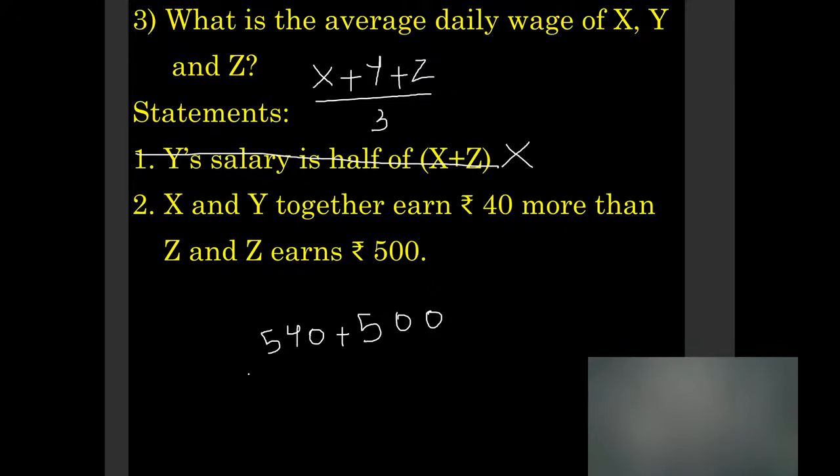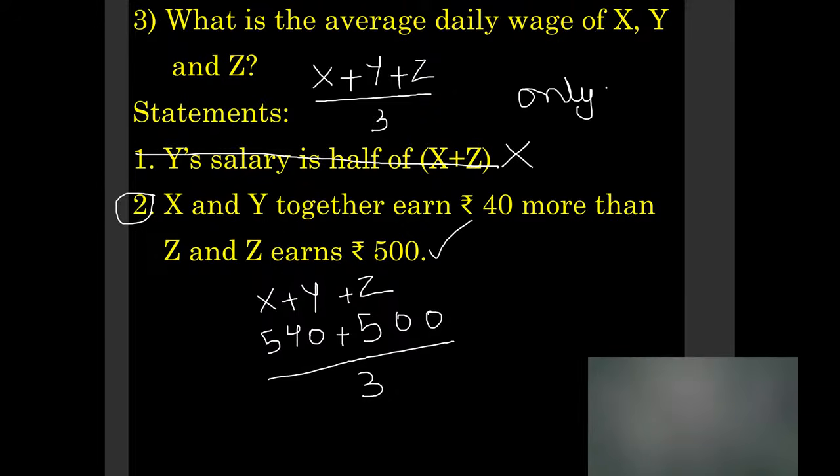So 540 plus 500. 540 is X plus Y, 500 is Z. So this is the value of X plus Y plus Z. We got the sum as 1040. As we require the average, we should just divide it by 3 because there are 3 people. So with the help of the second statement, we can get the answer easily. As we cannot get the answer from the first, only 2 is sufficient. So only 2 is the correct answer.